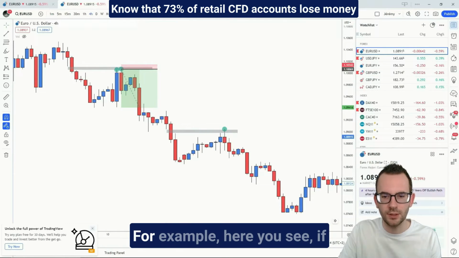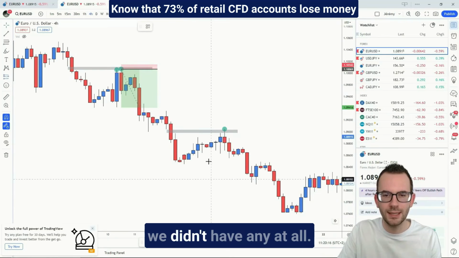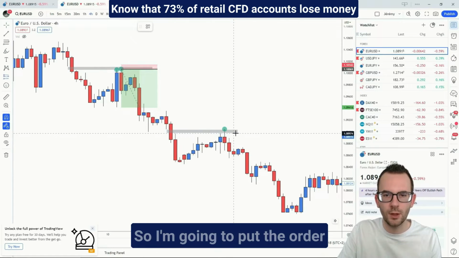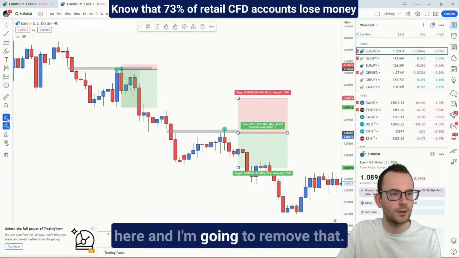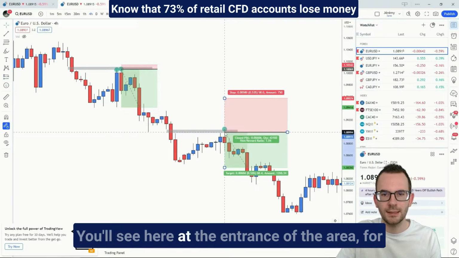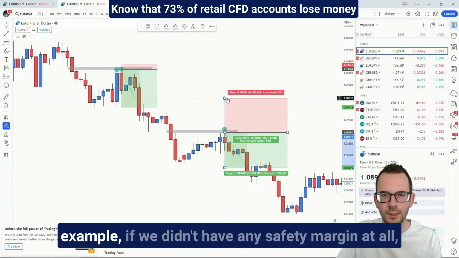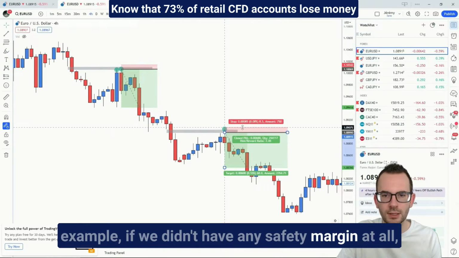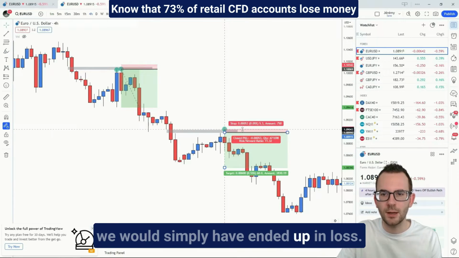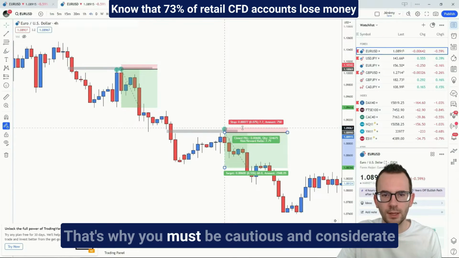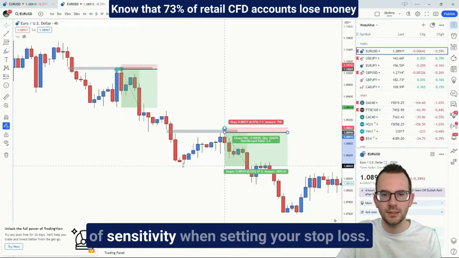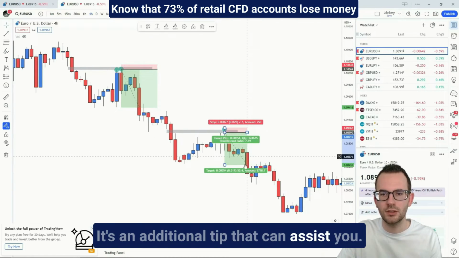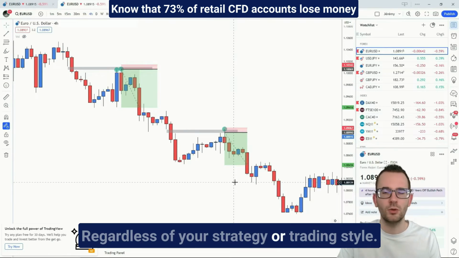For example, here you see, if we didn't have any at all, so I'm going to put the order here, and I'm going to remove that. You'll see here at the entrance of the area, for example, if we didn't have any safety margin at all, we would simply have ended up in loss. That's why you must be cautious and considerate of sensitivity when setting your stop loss. It's an additional tip that can assist you regardless of your strategy or trading style.